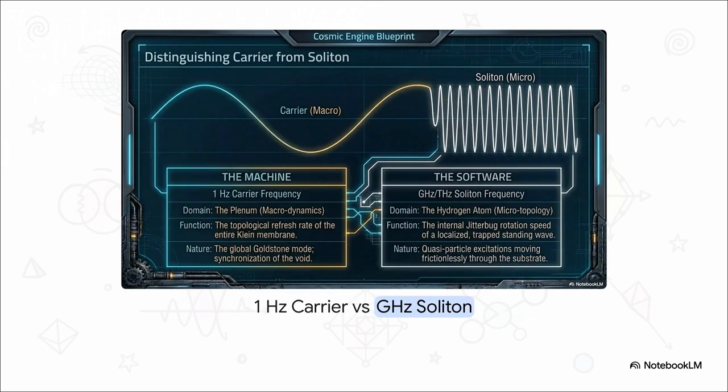Now, as researchers, we absolutely have to distinguish this 1 Hertz carrier macro frequency from the localized gigahertz soliton microfrequencies. The 1 Hertz carrier is the global topological refresh rate, a cosmic drumbeat ensuring the entire membrane steps in structural unison. The soliton, meanwhile, is the incredibly fast internal rotation of a localized, trapped wave moving frictionlessly through the superfluid. Understanding this mathematical separation is a total game-changer for resolving the wave-particle duality paradoxes we see in quantum mechanics.